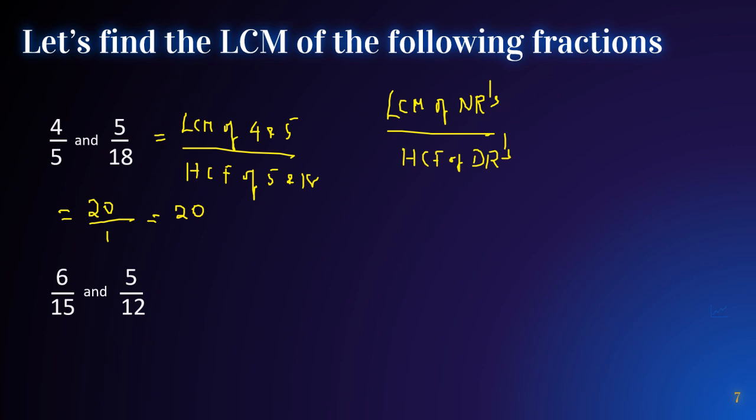So the LCM of the first fraction is 20. Let's find the LCM of the second fraction. LCM of 6 and 5 is 30, divided by HCF of 5 and 12. So you can take the HCF of 5 and 12 as 1. So 30 by 1 gives you 30, and that is the answer. I hope this is helpful.